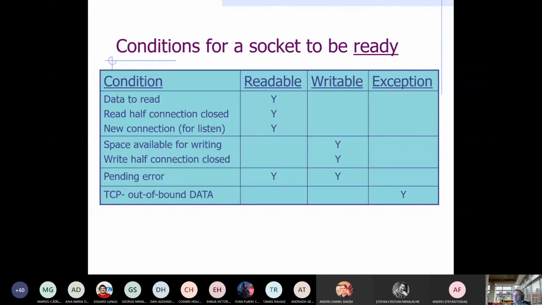Now, what are the conditions that are triggering on any of those three sets? In the readable set, data to read. Okay, that's the most obvious one. Whenever there's data to read on any of those sockets, select will return.